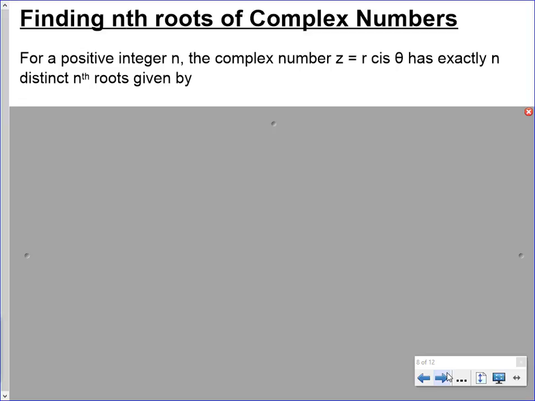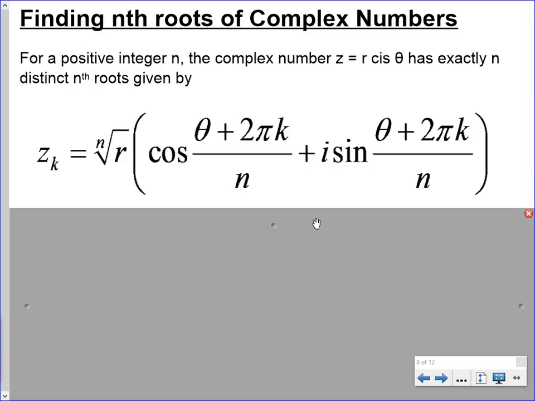Finding nth roots of complex numbers for a positive integer n. The complex number z equals r cis theta has exactly n distinct nth roots. And I'll talk about what that means, n distinct nth roots, given by this formula.